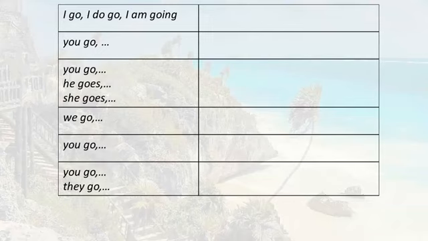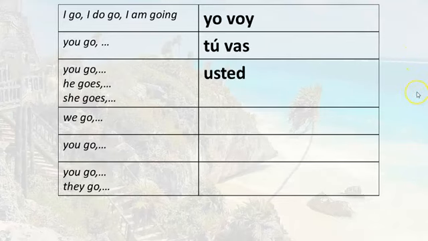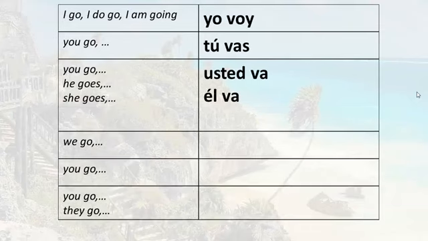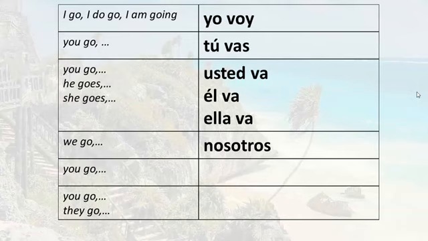If you want to say I go, I do go, or I am going, the form is voy, yo voy. You go, you do go, you are going. Tú vas. And remember, this is the informal you, tú vas. We have yo voy, I go, tú vas, you go. Usted va. This is the formal you. Usted va, you go. He goes. Él va. And she goes. Ella va.